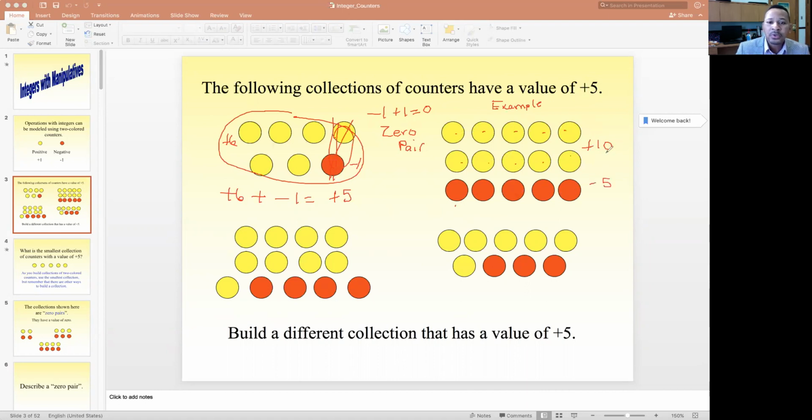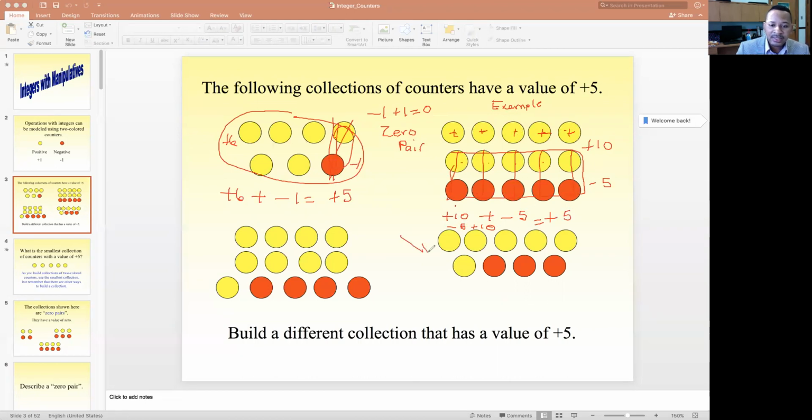I'm going to go ahead and get rid of our zero pairs. 1, 2, 3, 4, and 5. So these all sum to 0. What we have left is 1, 2, 3, 4, 5. So if we had a number sentence that we could write for this, it would be positive 10 plus negative 5, or we could write that as just negative 5 plus 10 would equal positive 5.